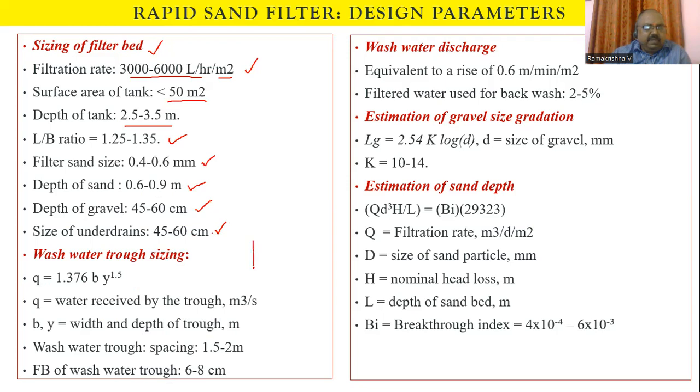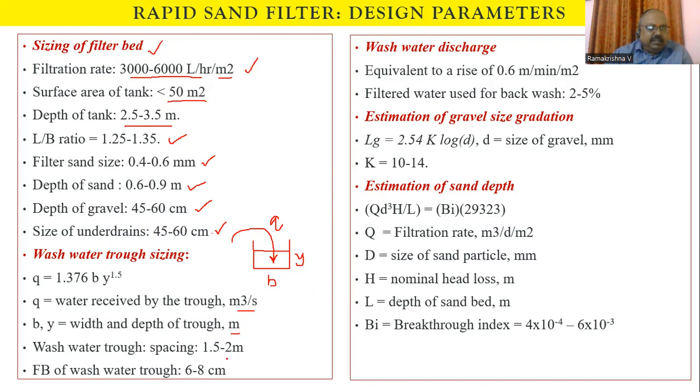So if you have a wash water drain, this is the wash water depth. So this is your Y. Y stands for water depth, B stands for the width of this, and Q stands for the water discharge through one particular wash water trough. It should be in meter cube per second, and B and Y are in meters.